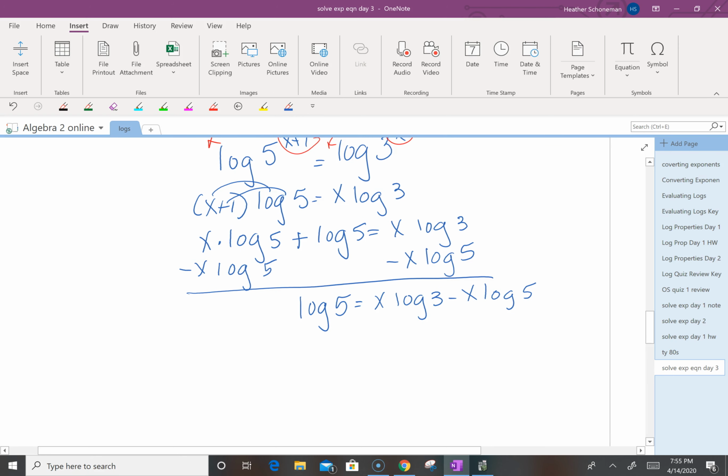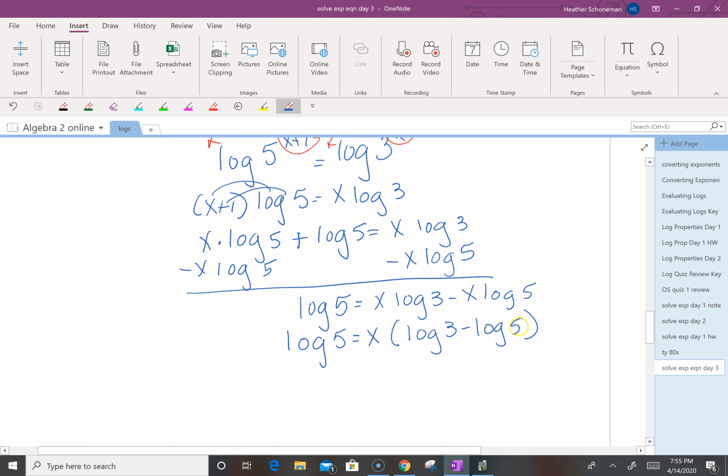Okay, so somehow I got to get the x by itself. So what we're going to do, as weird as this sounds, is we're going to factor that log out. So I'm going to say log of 5 equals x. And if I take an x out of both of those, I'm going to be left with log of 3 minus log of 5.